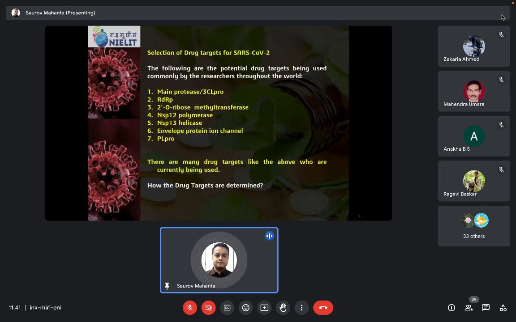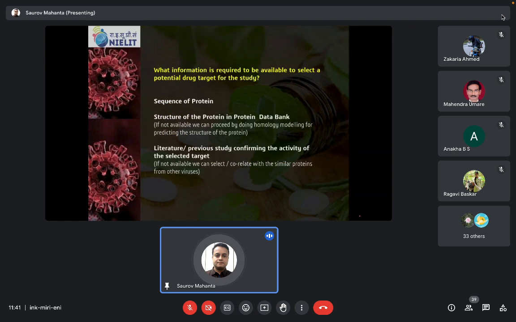There, how the drug targets are determined, that I have already mentioned, that it is through literature survey we have to do, or otherwise we have to work in the wet lab to identify the drug targets by mutating the genes or gene knockout studies. And there are so many molecular biological experiments through which we can identify the targets for a particular disease.